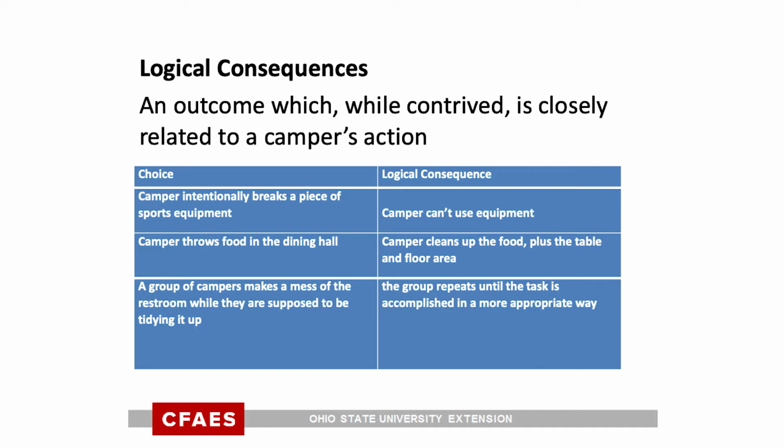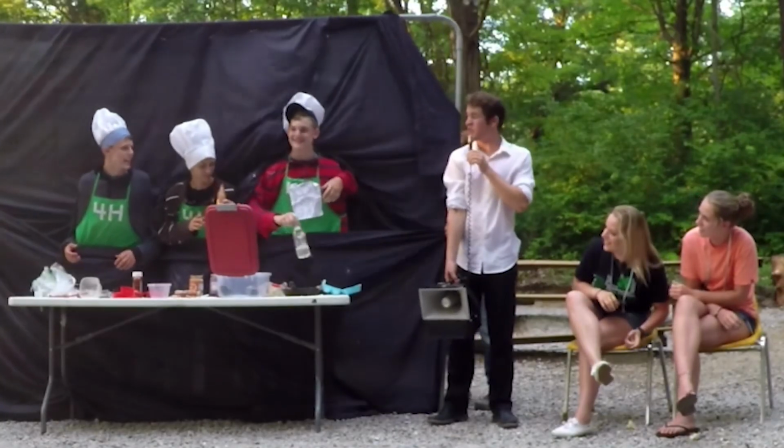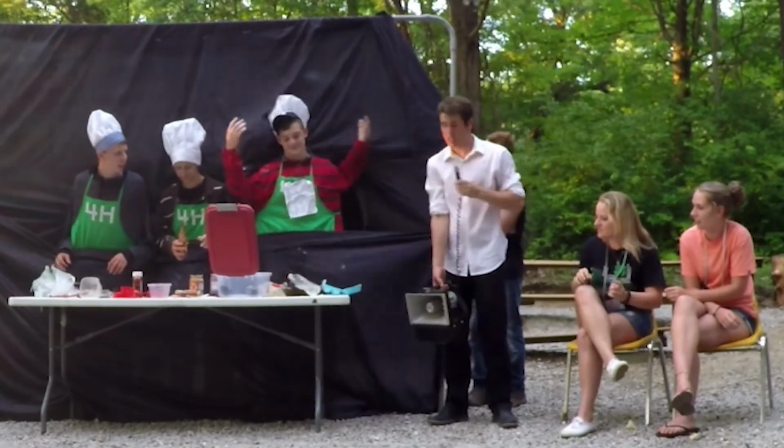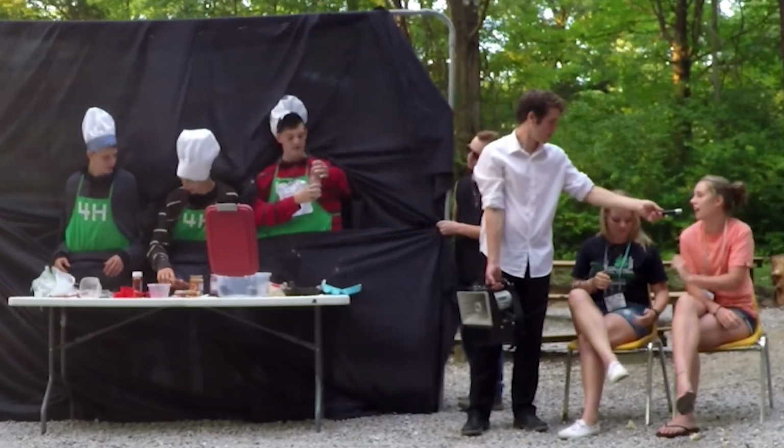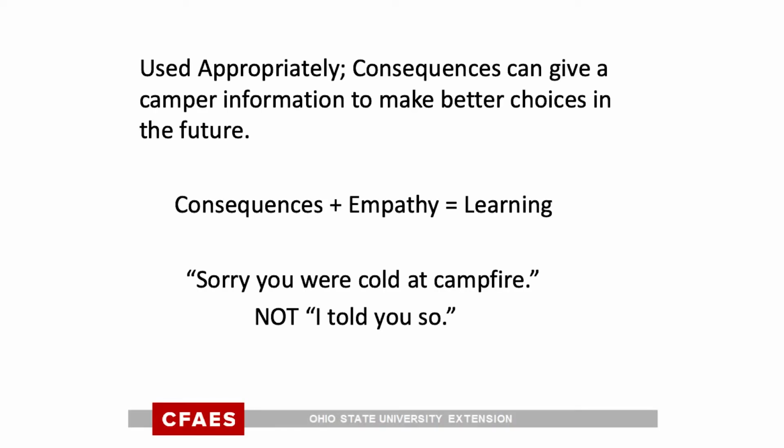Another example might be a group of campers make a mess in the restroom, which when they're supposed to be cleaning up, instead they make it messier. And the logical consequence there would be for the group to repeat the task until they've accomplished it in an appropriate way. I'm spending some time discussing natural and logical consequences here because I see this strategy used often at camp, and this can be an effective strategy.